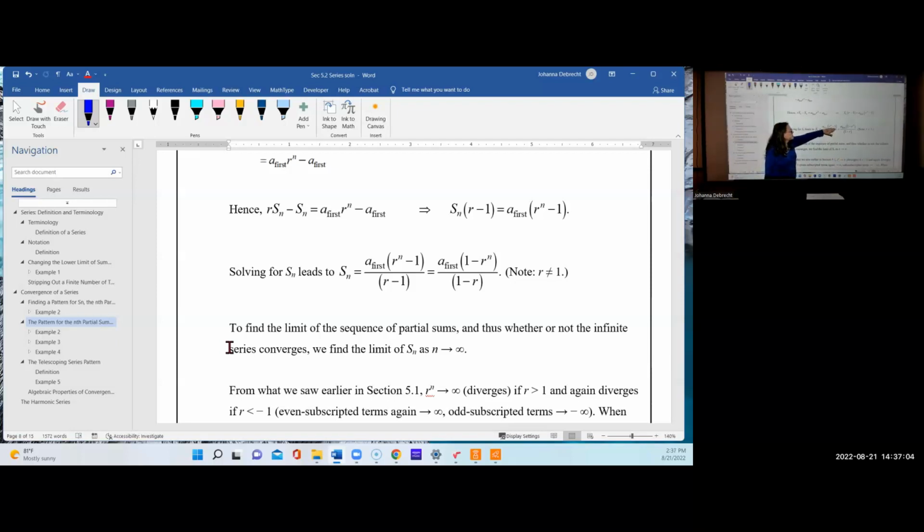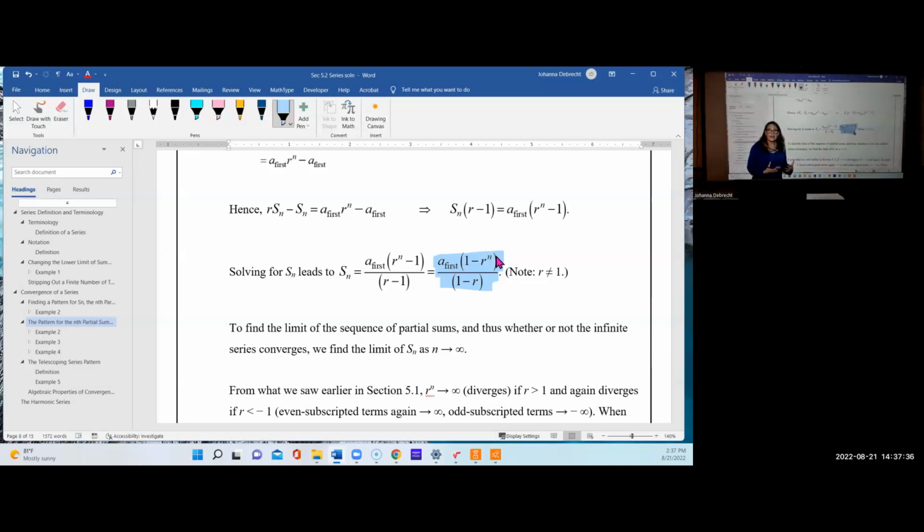Now you'll see this is written (r to the n minus 1) over (r minus 1), but in the second form, and this is the form that you're most likely to see in any textbook, we have reversed the order of both parentheses. In essence, what we did was factor out a negative 1 from each set of parentheses, and a negative divided by a negative is positive. So this is equivalent to the first, with a caveat that r cannot be 1.